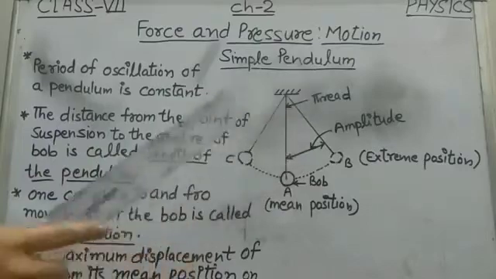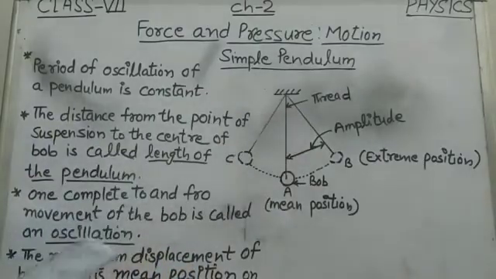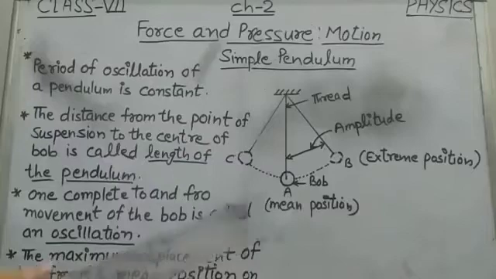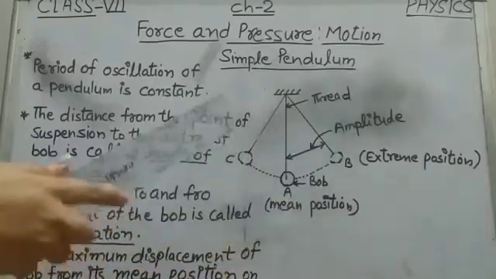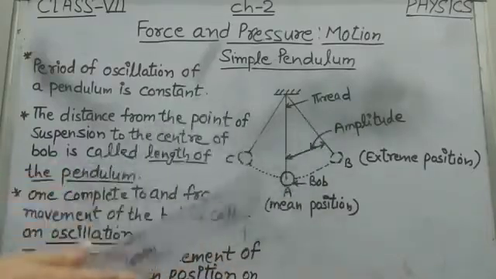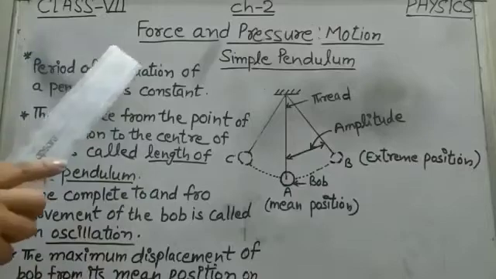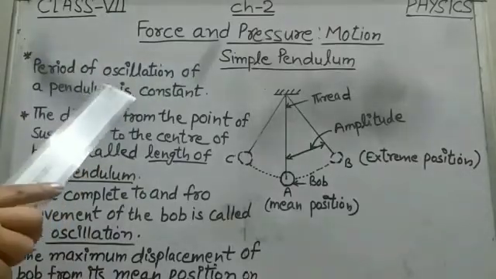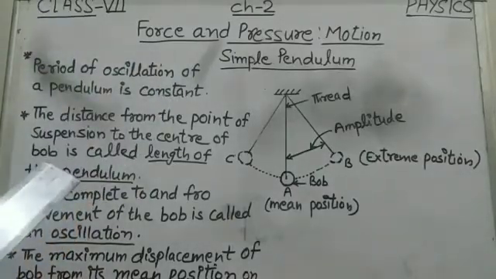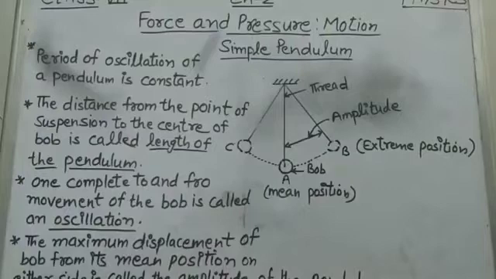The motion of a pendulum was first studied by Galileo. Galileo discovered the important principle of the pendulum, according to which a simple pendulum completes every swing or oscillation in exactly the same time. Or, in other words, the period of oscillation of a pendulum is constant. This has been discovered by Galileo.